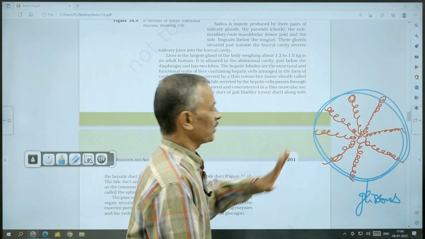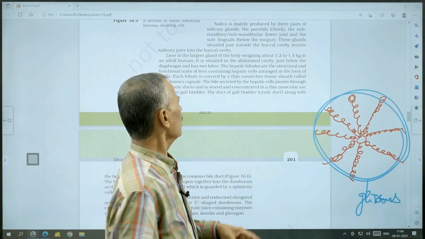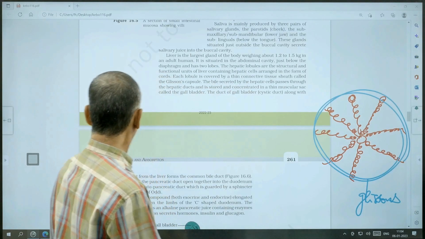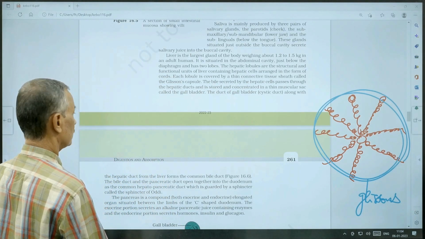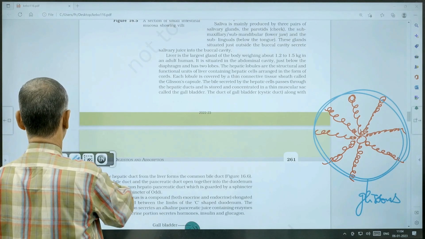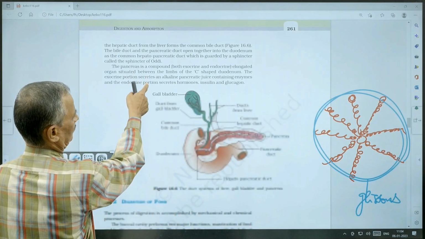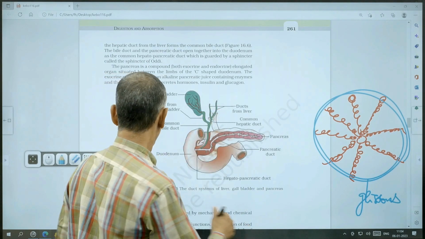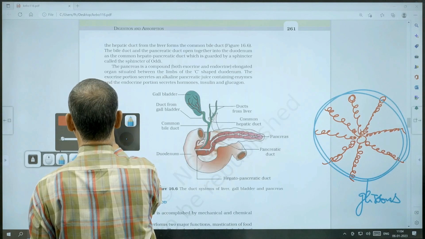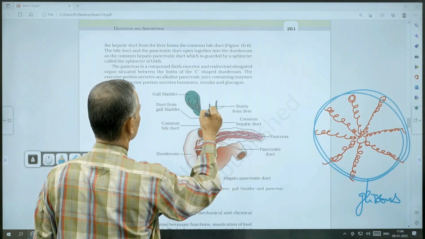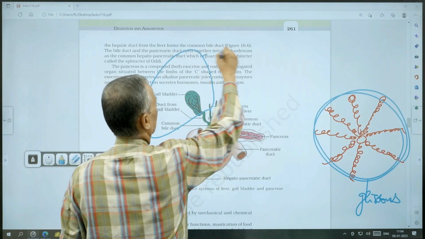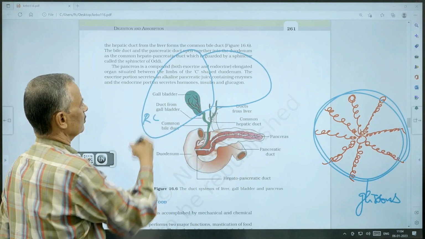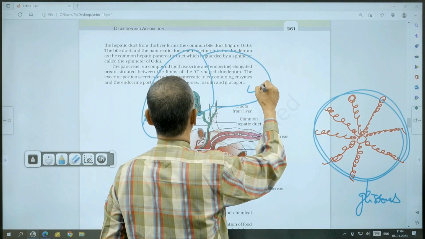These hepatocytes, that is the cells of the liver, produce the secretion called bile. The bile is carried through their ducts. See, from the right and the left, the right is the larger one, the right liver, than the left one.